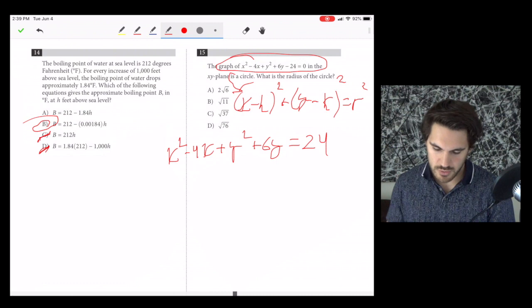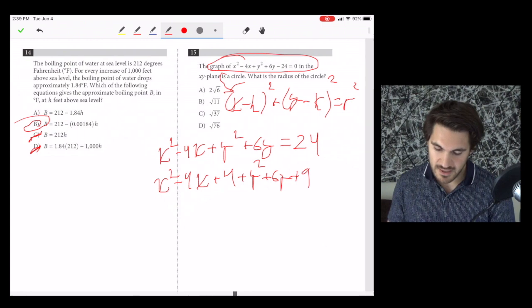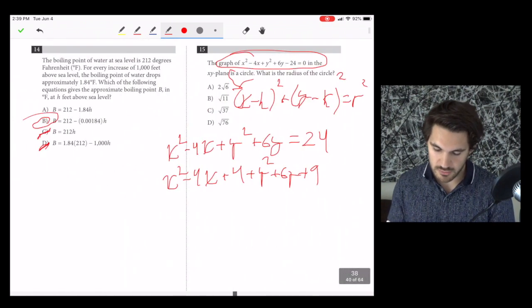And then we're going to complete the square on it. So we're going to take half of the value next to the x, half of the value next to the y, square it, add it to both sides. So this will be x squared minus 4x plus 4 plus y squared plus 6y plus 9. And we have to add that to the other side also. So plus 4 plus 9.